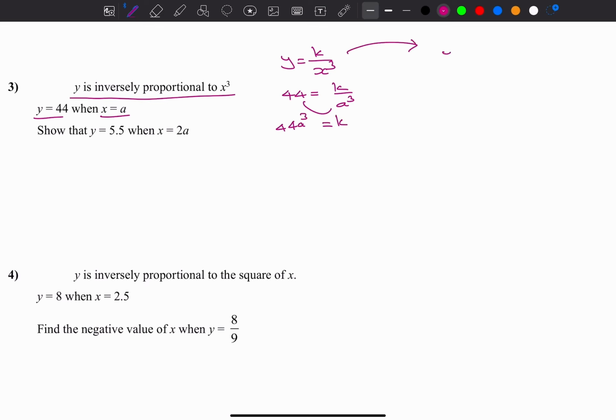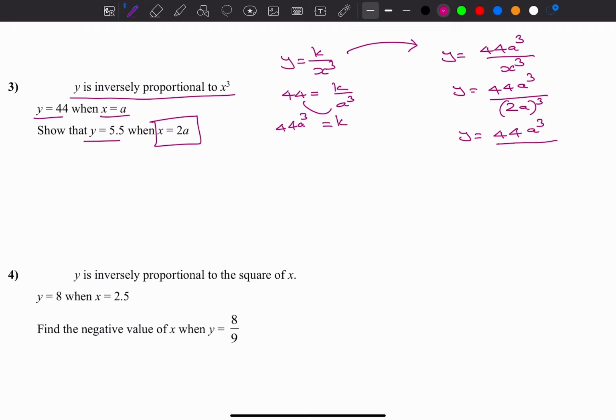We'll write this equation again. Y equals 44 a cubed over x cubed. They told you to show that y is 5.5 when x is 2a. We'll take x to be 2a. Y equals 44 a cubed over 2a cubed. 2 cubed is 8, a cubed is a cubed. A cubed and a cubed can cancel. 44 divided by 8 is just 5.5. There you go. We have shown it.